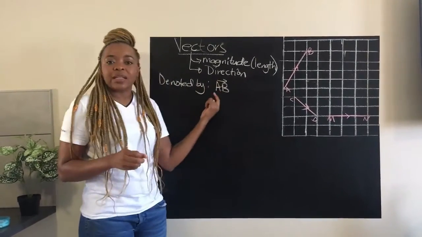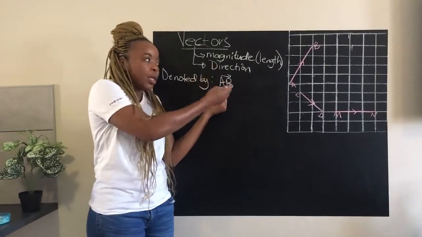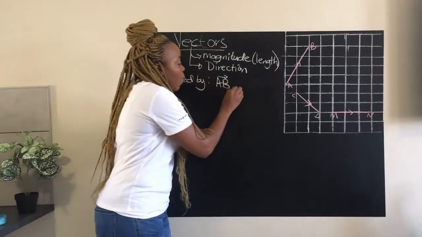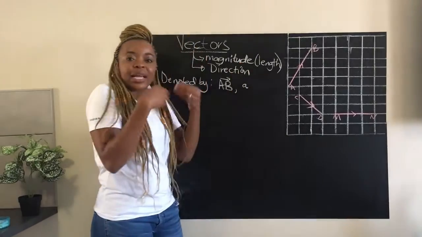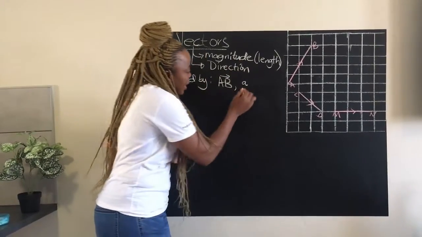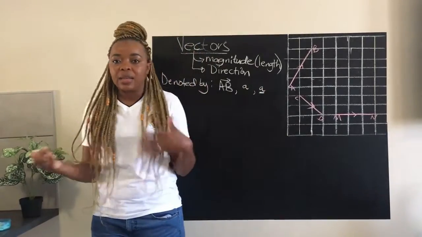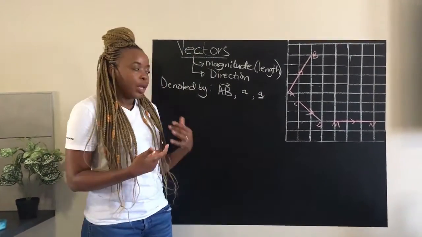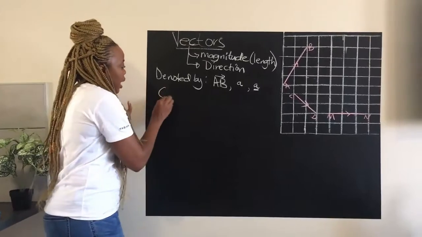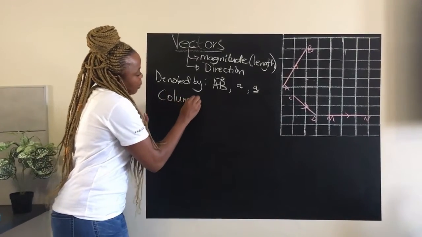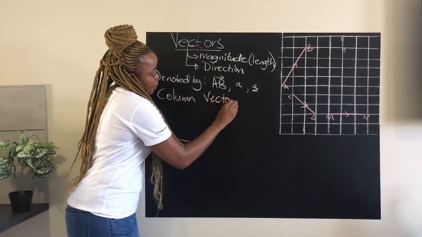A, B, it could be any letter, for example A, B, and then an arrow on top of that. Or it could be a small letter a or small letter b, or whatever the letter. Or it could be a small letter again, but then we put a line below that. So now we'll look first at what we call a column vector.